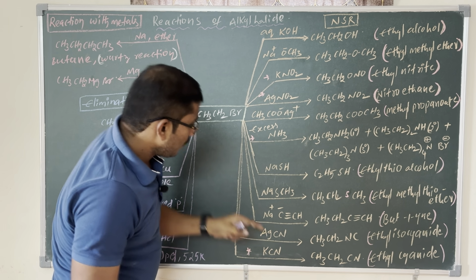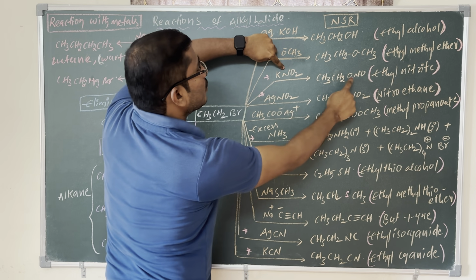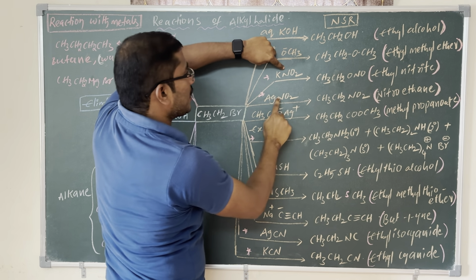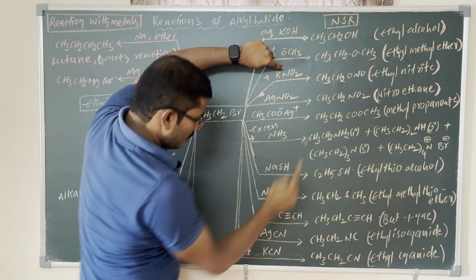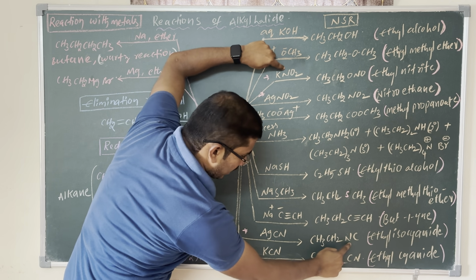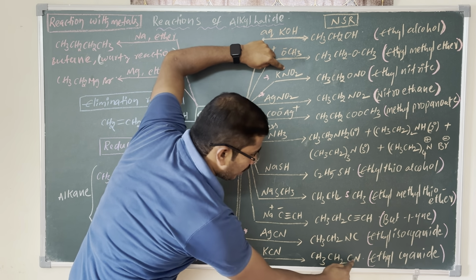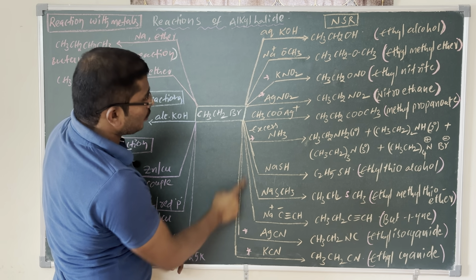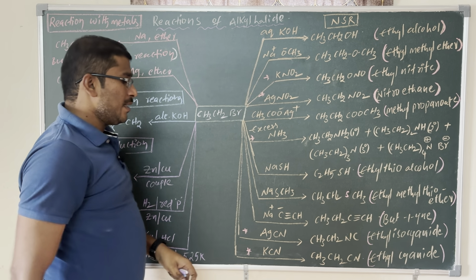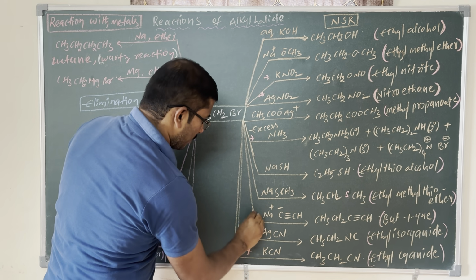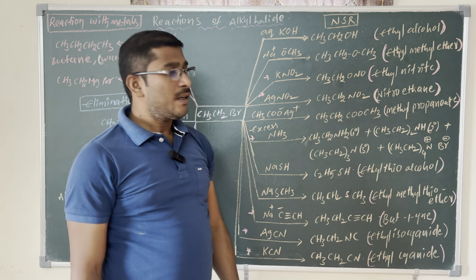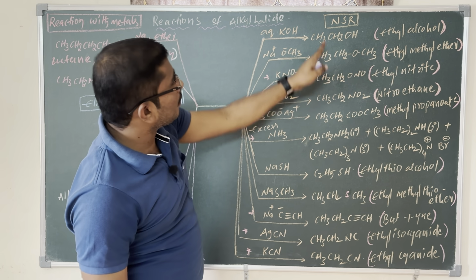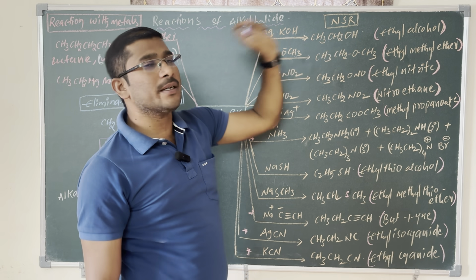Keep in mind: with potassium nitrite we get alkyl nitrites, with silver nitrite we get nitroalkanes, with silver cyanide we get isocyanides, and with potassium cyanide we get simple cyanides. Very important reactions, these five reactions. Normally they are asked. So these are all which type of chemical reactions? Nucleophilic substitution reactions.